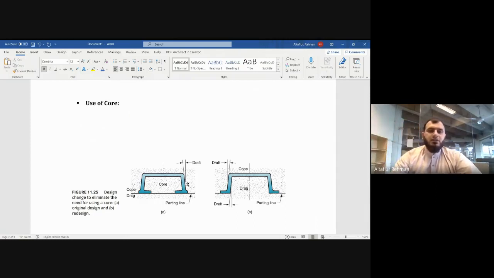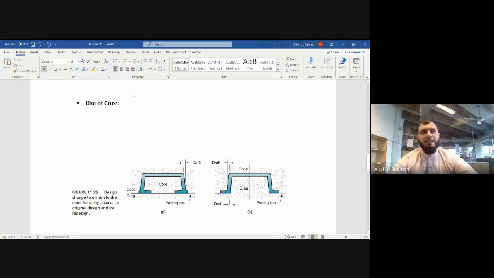Mainly you can see here from the figure that here is the core, and here is the cavity, and here you can see the draft. So due to draft, we can easily take out this pattern from the sand mold, or from the permanent mold, the part can be easily taken out.